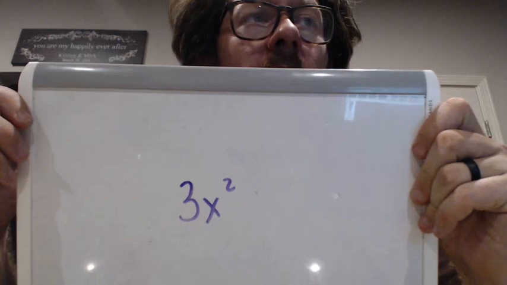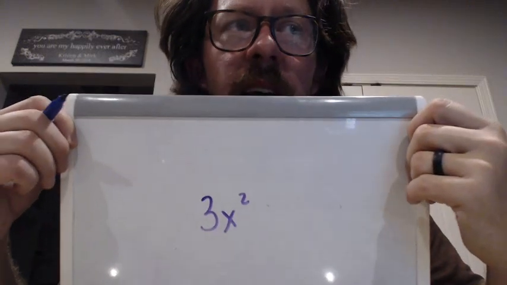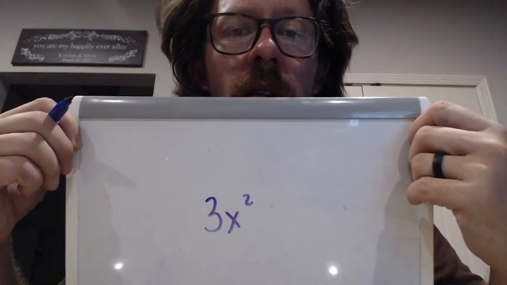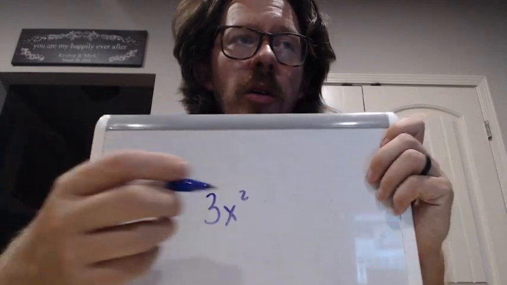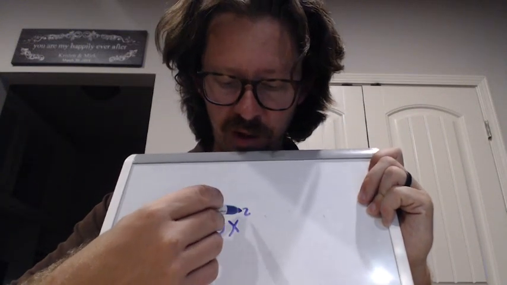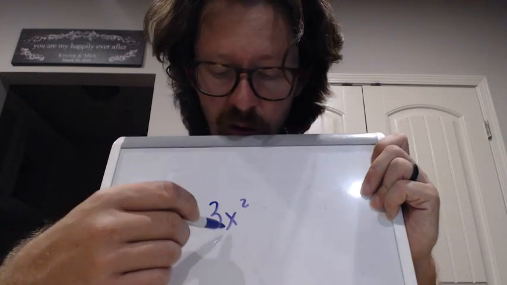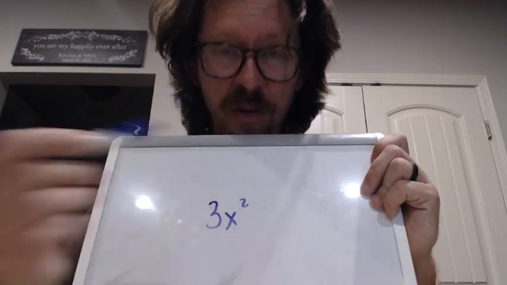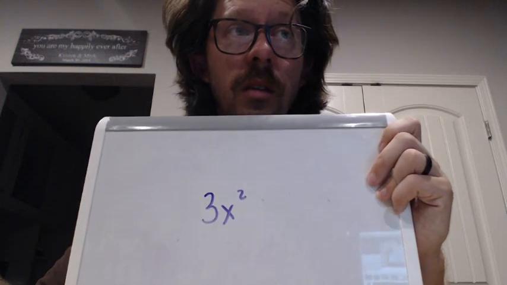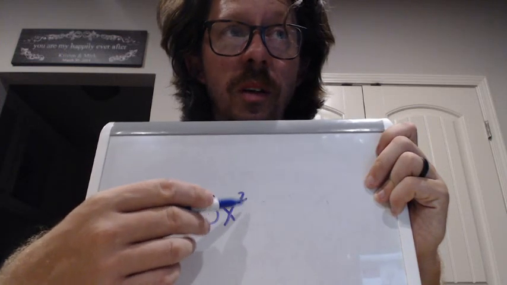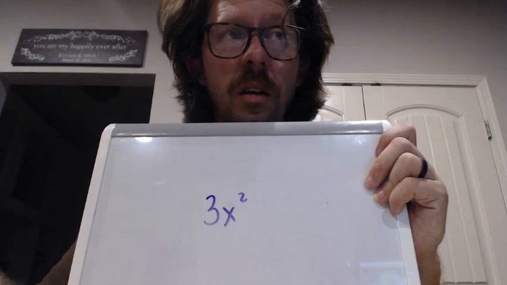So let's say I had 3x squared, okay? If I ask you what the degree of this monomial is, all you do is look for the variables and the exponents of those variables. This one only has one variable, right? So this monomial has a degree of 2, because the only variable we see has that exponent 2, right?